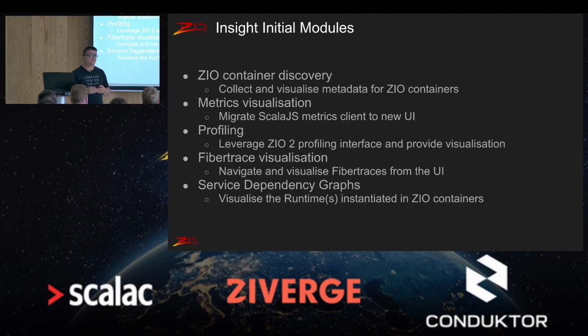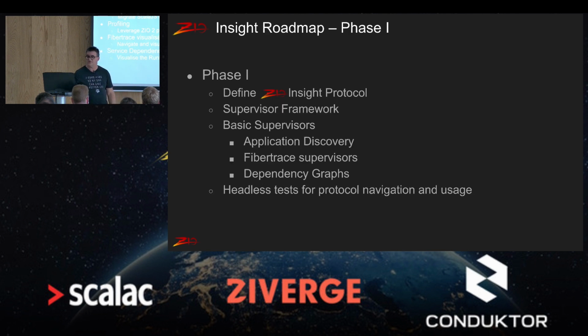For the fiber trace visualization, there was a Rust client a while ago. I haven't played with it for a couple of months. So the idea is that you can navigate and look at the fiber traces that are actually there, and the dependency graphs. You may have seen them when you have been playing with ZIO 2 already. The dependency graphs are visualizable at the moment at compile time, so we are intending to take that into the UI as well.